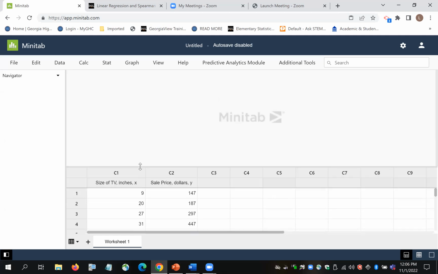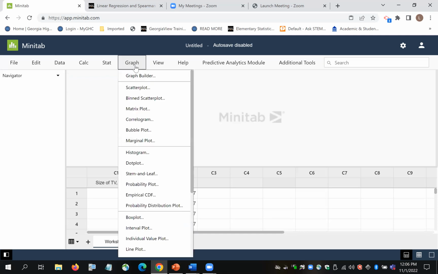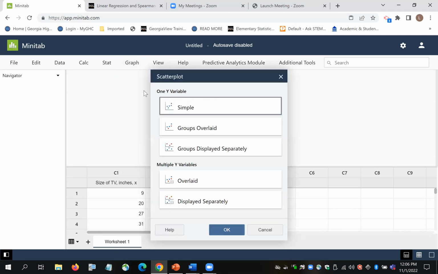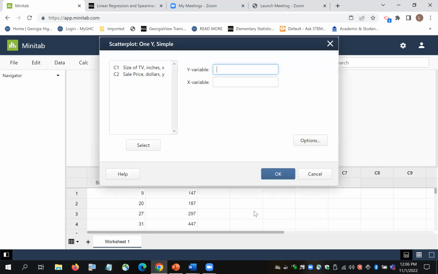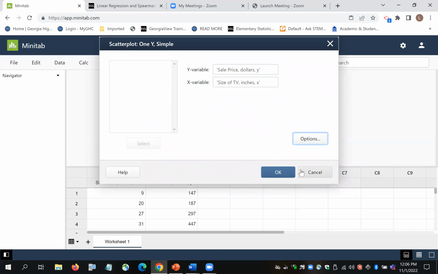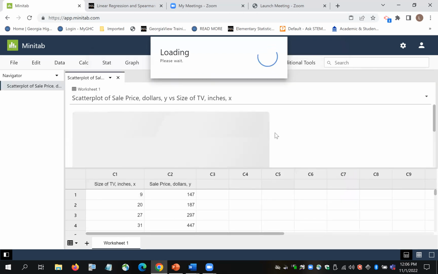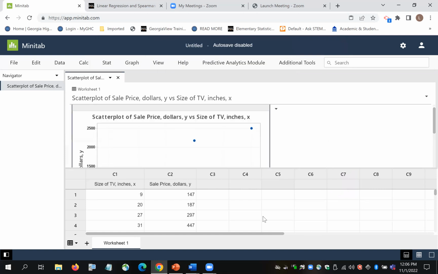Now I'm going to create my graph. So it's a graph. So we go graph, scatter plot. We only have one Y variable, and we're going to keep it simple. My Y variable, see, Minitab asked me to identify the Y. Well, because I labeled it, I know that sale price is my Y, and the size of the TV is X. So I choose my Y, I choose my X, and I tell it OK. And we get this scatter plot.